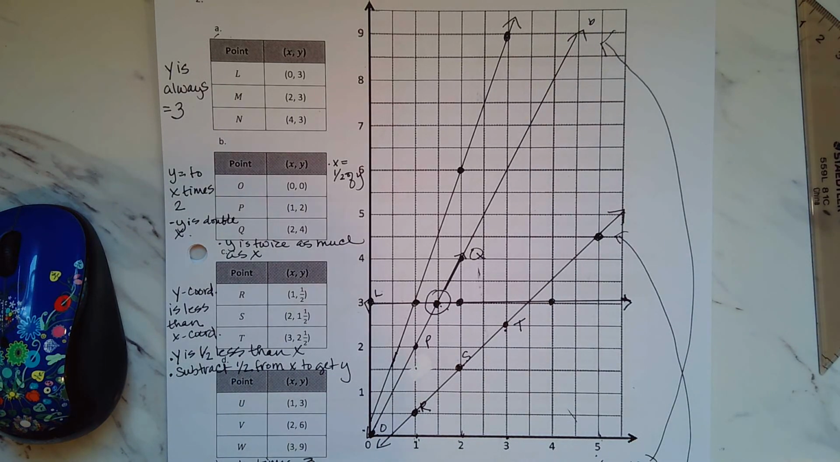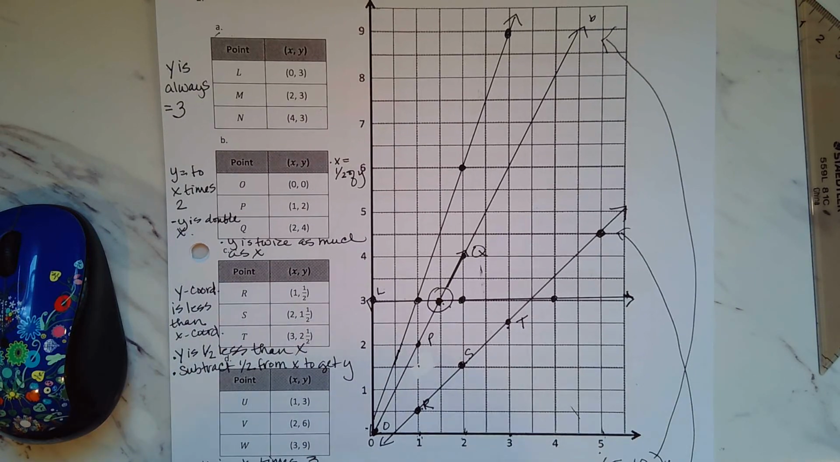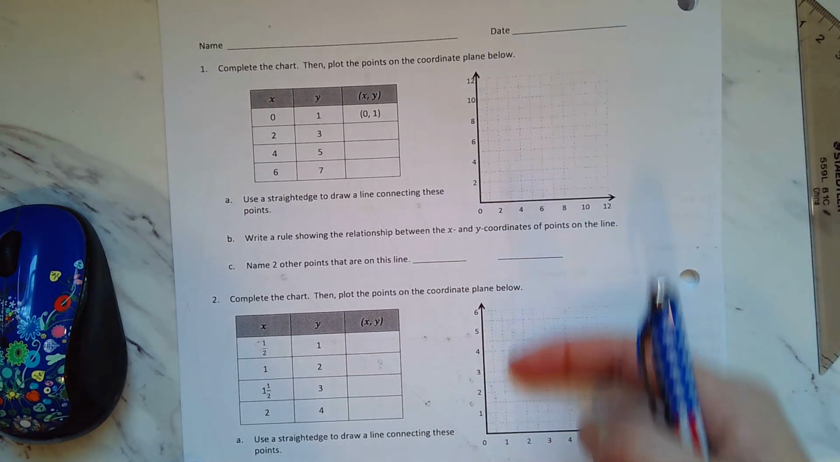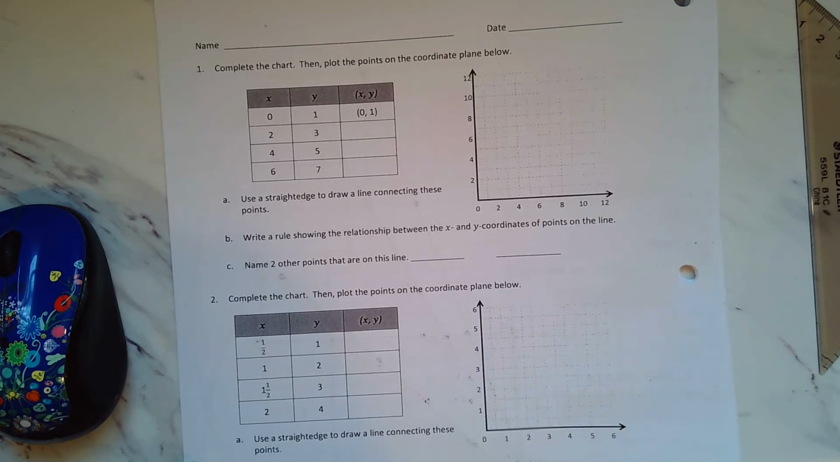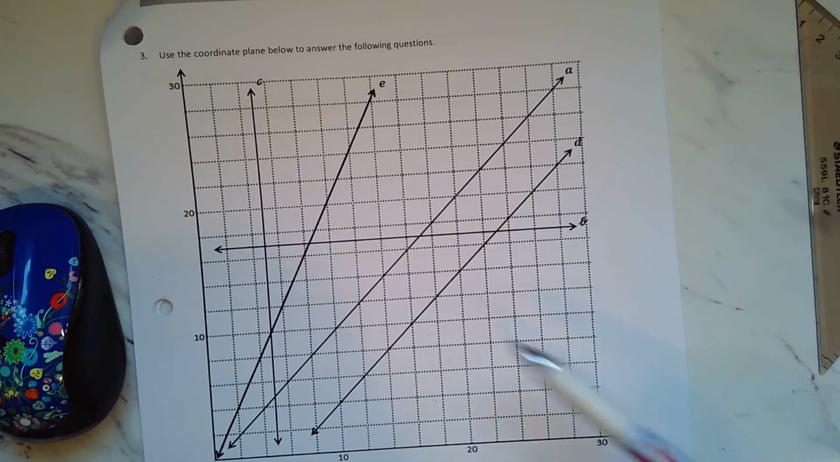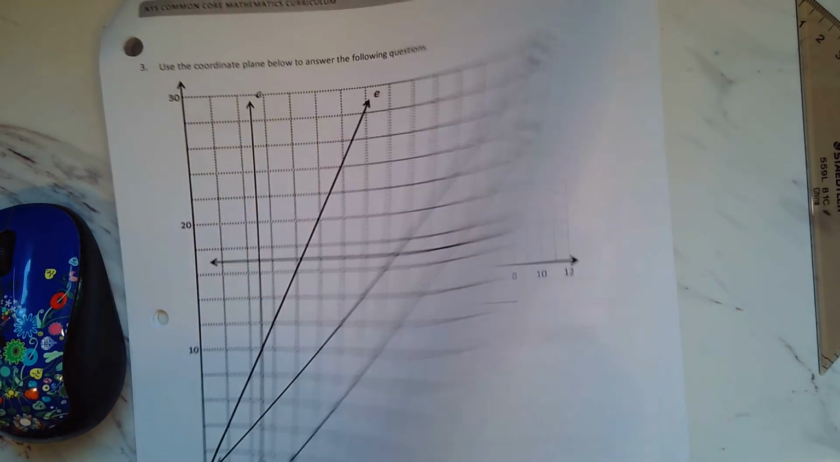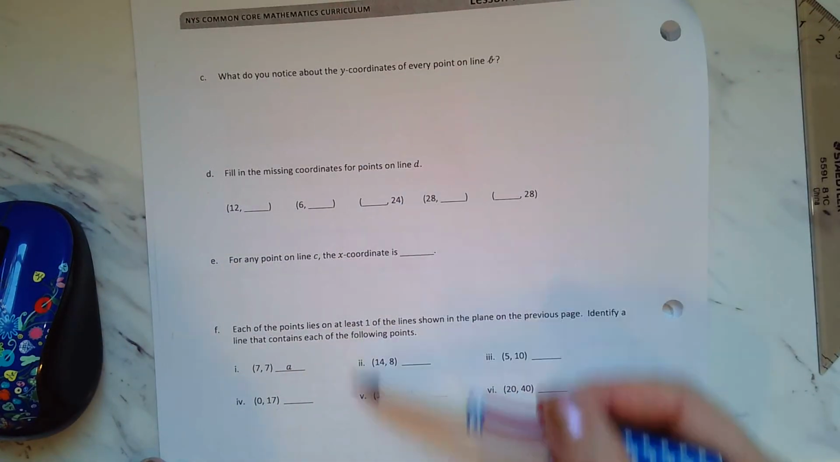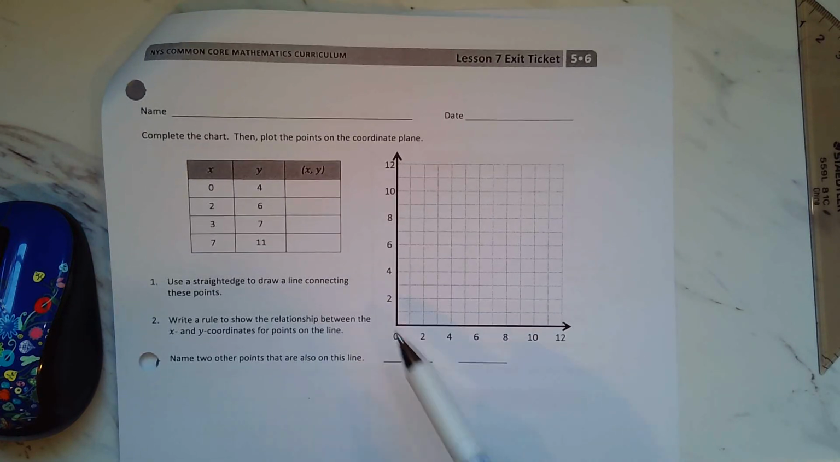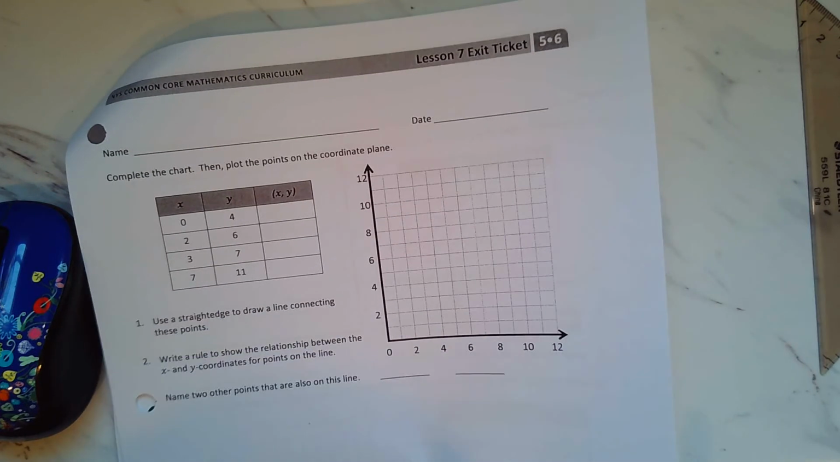This is the end of the concept development. Moving on to the problem set. The problem set, you're going to plot points. You're going to find the rules. You're going to use the coordinate plane below to answer the following questions. What do you notice? Trying to find the rule, trying to identify what you can say is similar or different. You're going to complete the chart for your exit ticket, and then you have your homework.